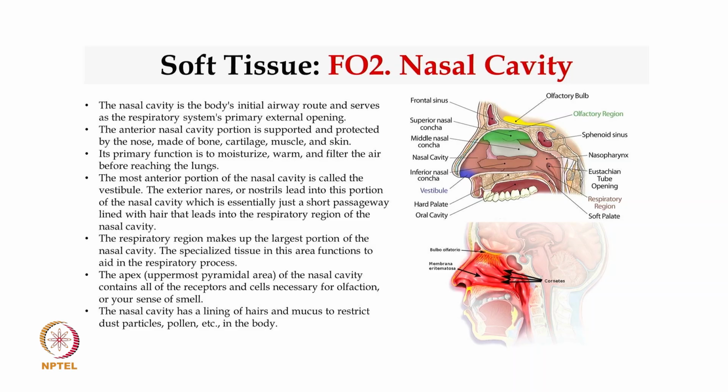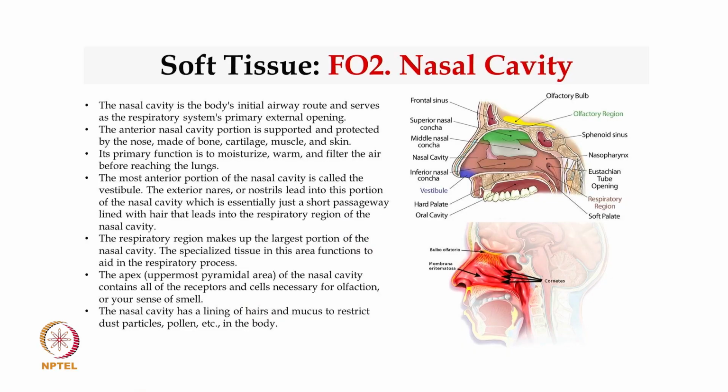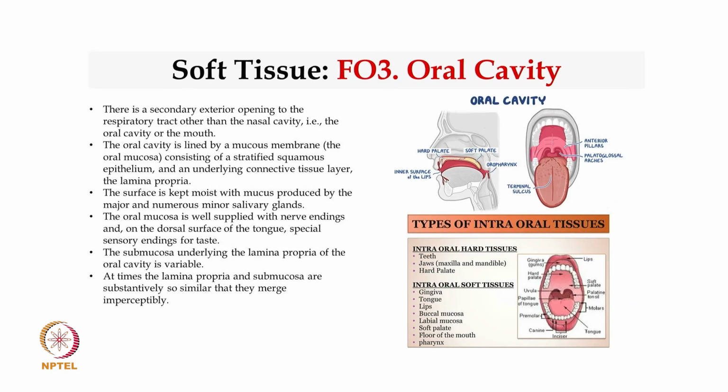So this is the chat about the nasal cavity. I have marked them as F01 and F02 like this because these are primarily organs. Earlier I was talking about not the organs, but the wide range of soft tissues like skin, muscles, ligaments and tendons, but now we have moved towards the organs. The first organ was the brain, second is the nasal cavity. The third one is known as the oral cavity.